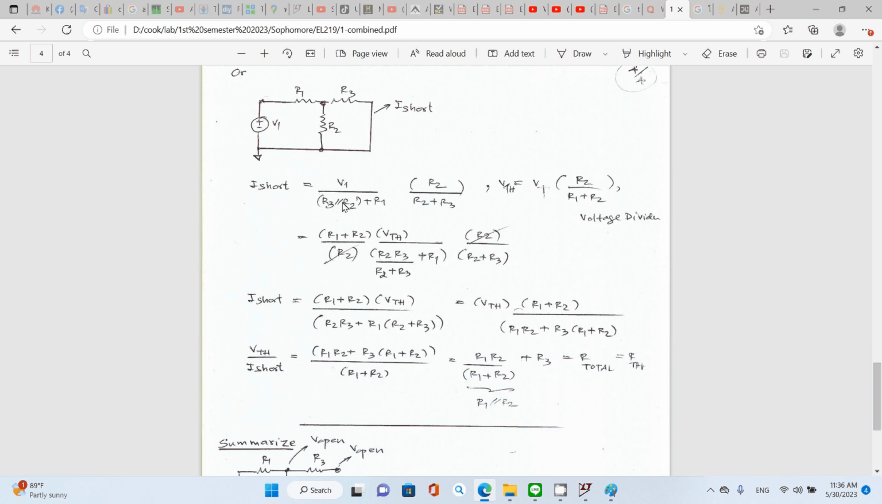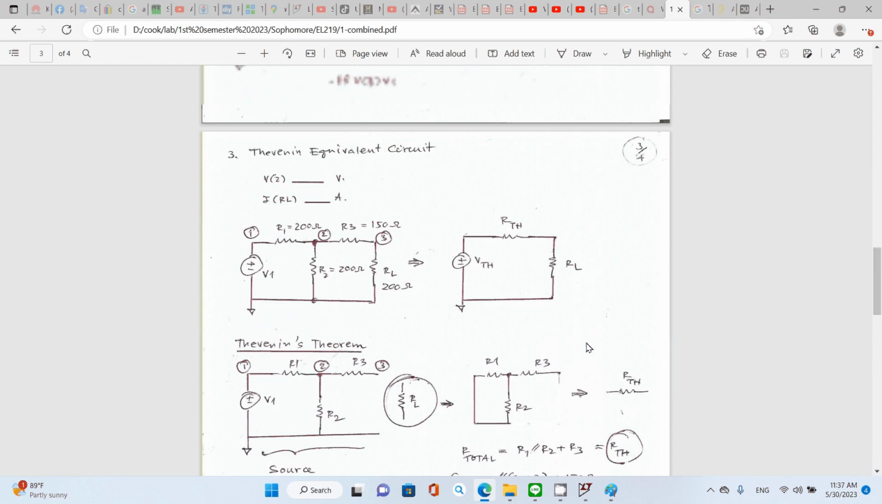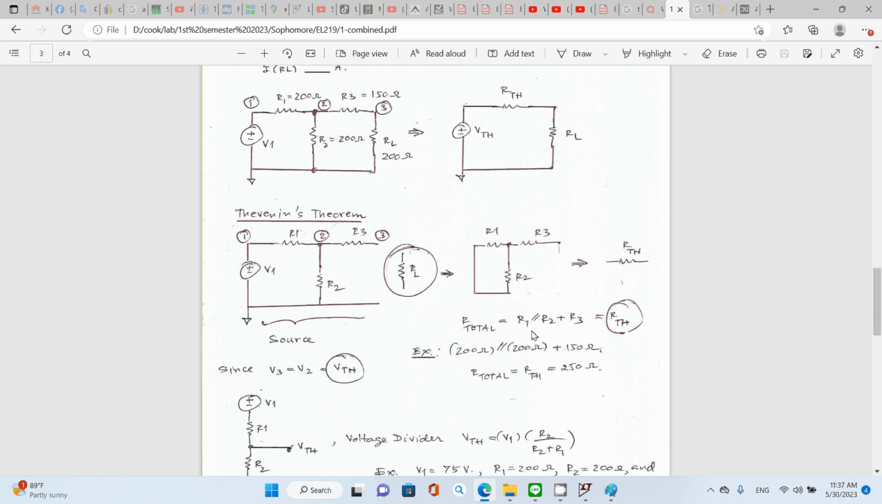Now you can do a hand calculation. The other way is from Thevenin theory. What you're looking for in the equivalent Thevenin circuit is VTH and RTH, and you need to prove that it's equal to R total from the previous step. This one, R total, is equal to R1 in parallel with R2, plus R3.